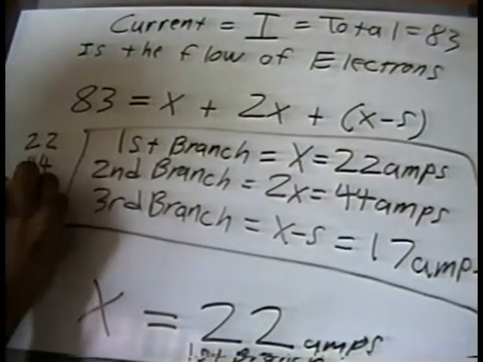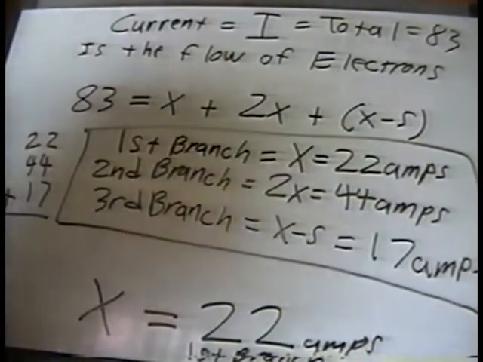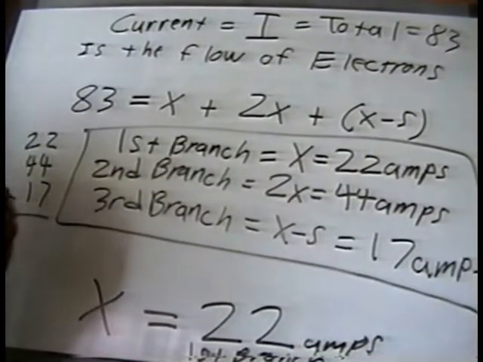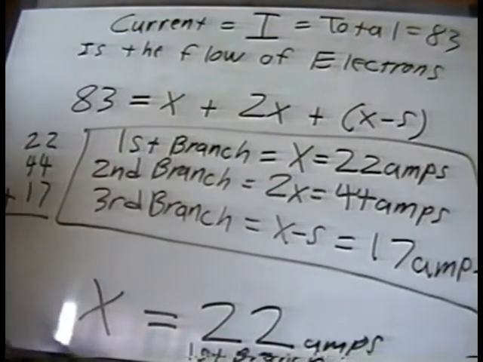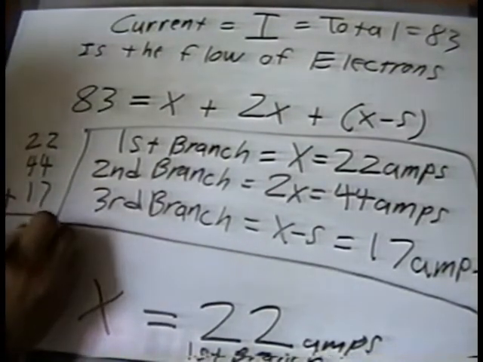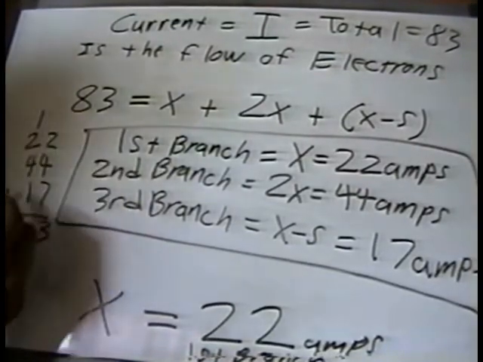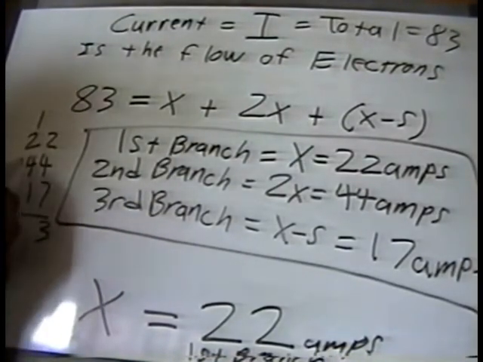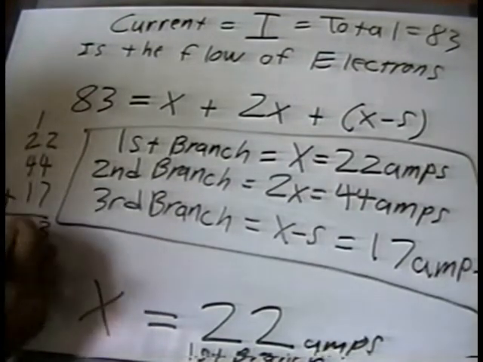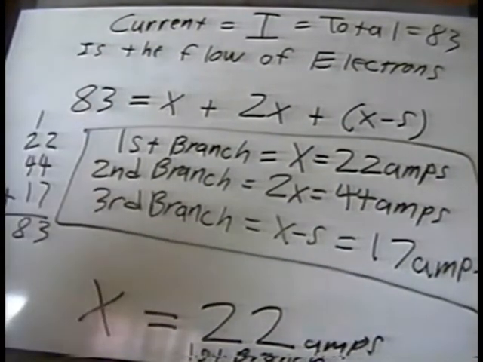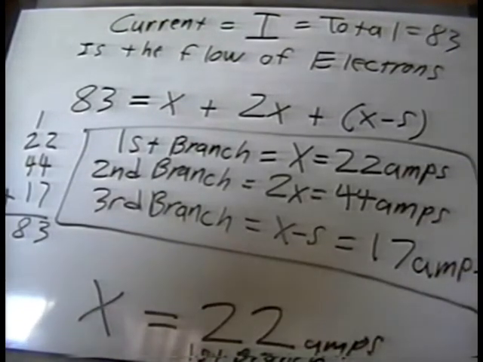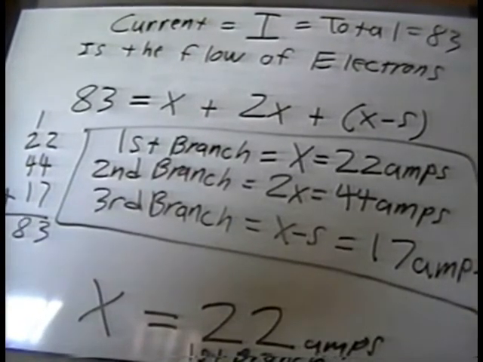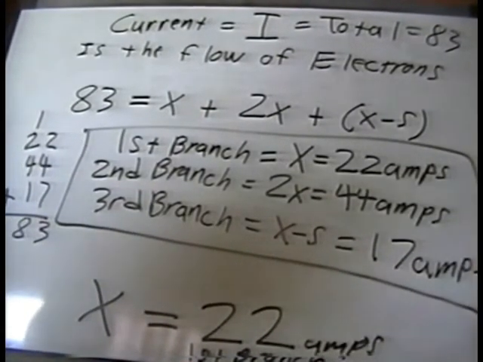And so here's our answer to the question. And if you want to check, you want to see, does 22 plus 44 plus 17 actually equal 83? 7 plus 4 plus 2, and 7 plus 6, that gives us 13. Carry our 1, 5 plus 4 plus 1 is 5, plus 2 is 7, plus 1 is 8. It's 83, so it is correct.